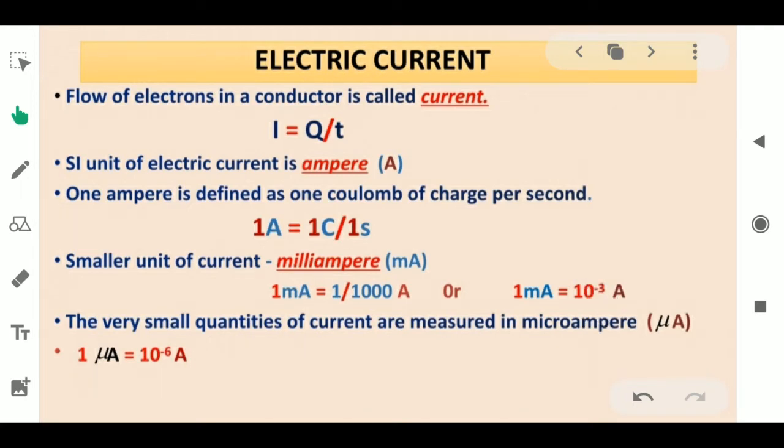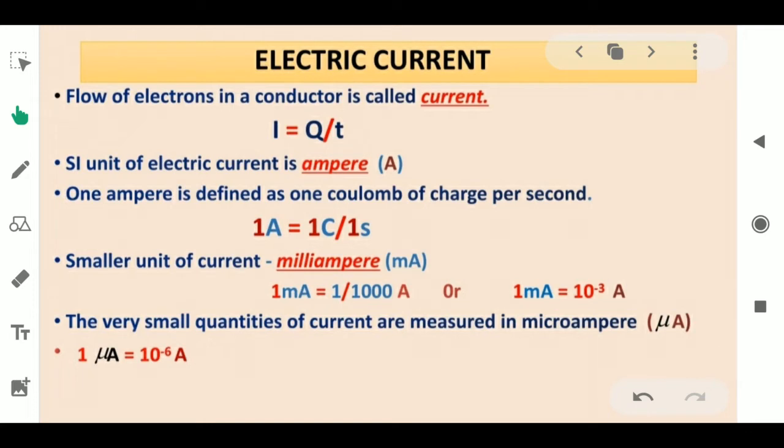Very small quantities of current can be measured with another unit called microampere. Then 1 microampere is equal to 10 raised to minus 6 ampere. Clear? 1 microampere is equal to 10 raised to minus 6 ampere. The microampere is denoted by a symbol like this. This symbol is very important.